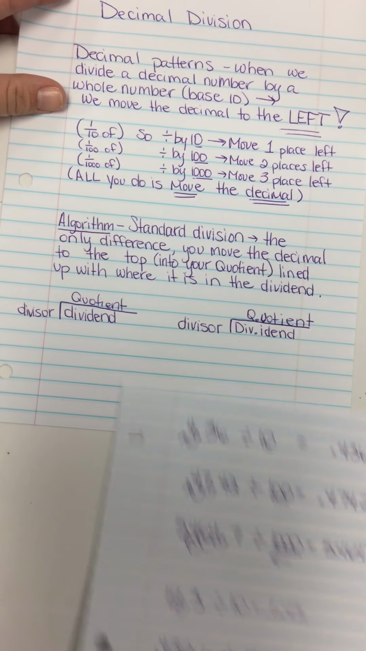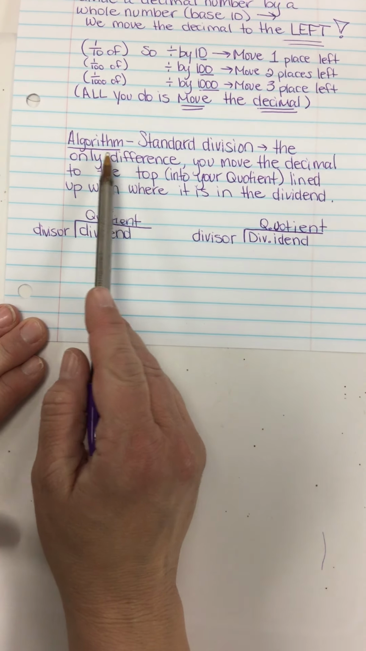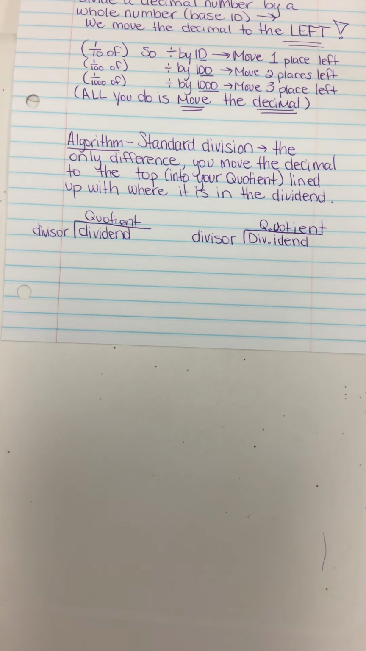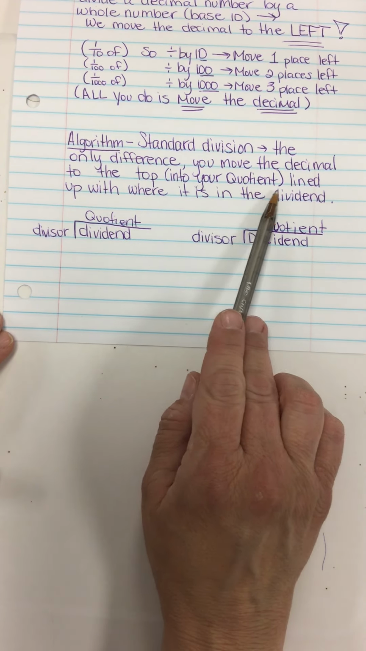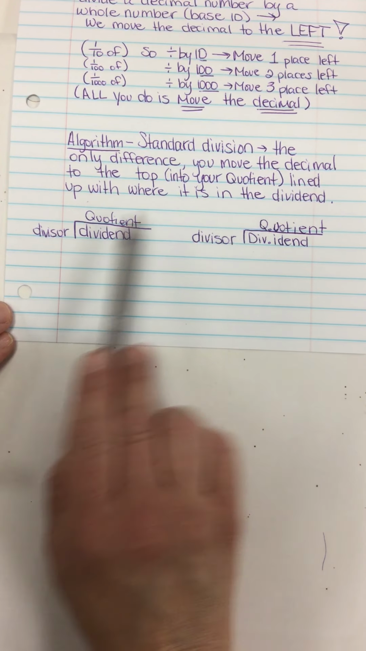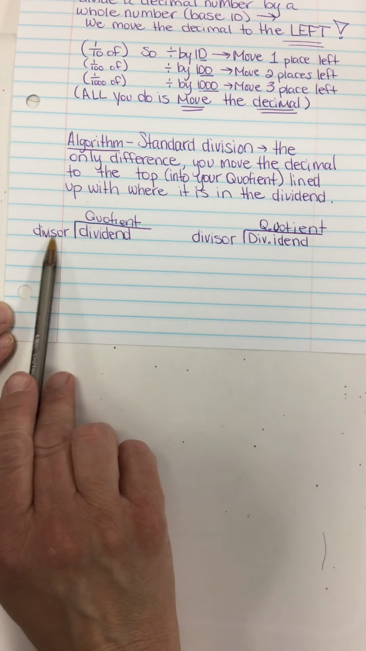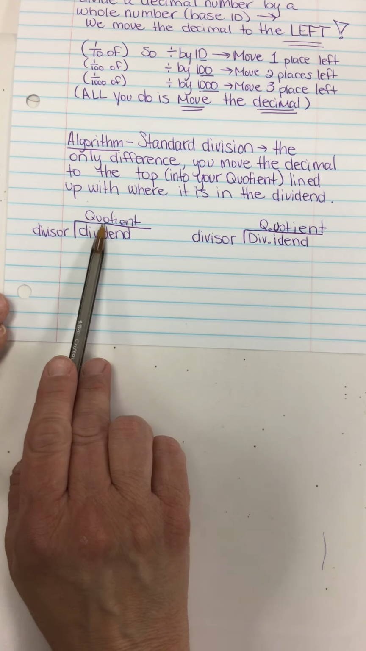Okay, now let's look at the algorithm. The algorithm, that's the standard division. Okay, the only difference is you move the decimal to the top, which is into the quotient, lined up where it is in the dividend. So the dividend is the number on the inside, the divisor is what you divide by, and the quotient is your answer. We've talked about that before.